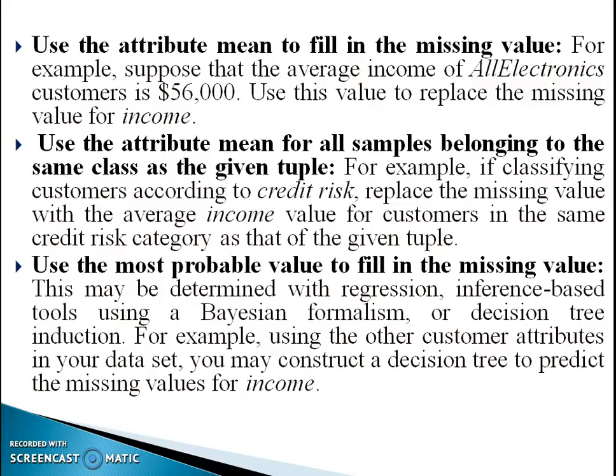Use the most probable value to fill in the missing value. This is the other option. This may be determined with regression, inference-based tools using Bayesian formulas, or decision tree induction. For example, using the other customer attributes in your data set, you may construct a decision tree to predict the missing value for income. What will it be if the person's age is 40, or if the person has 10 years of experience, what would be the expected salary of the person? That we can replace with the probable value.